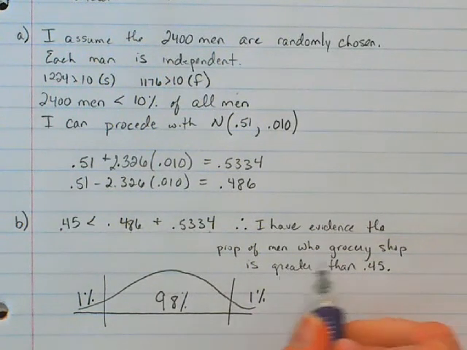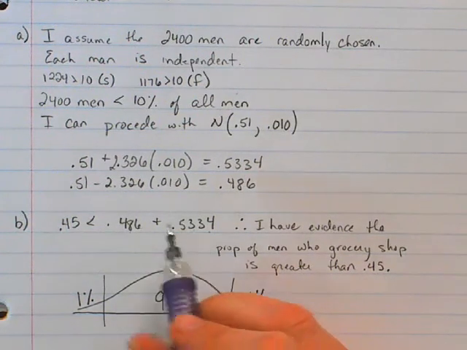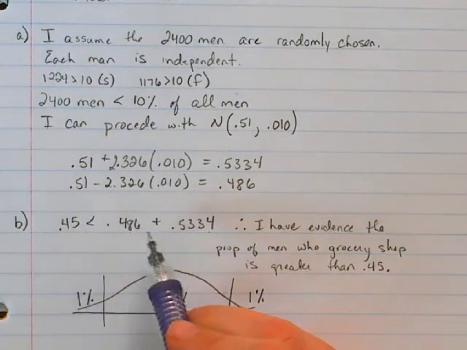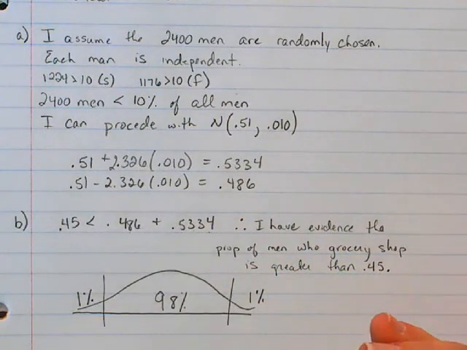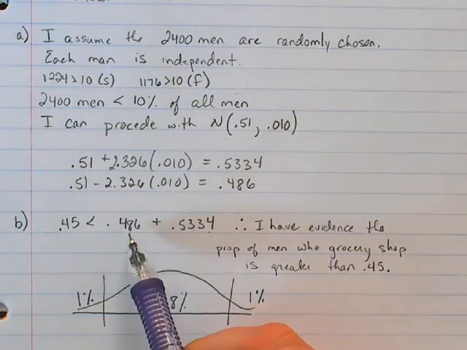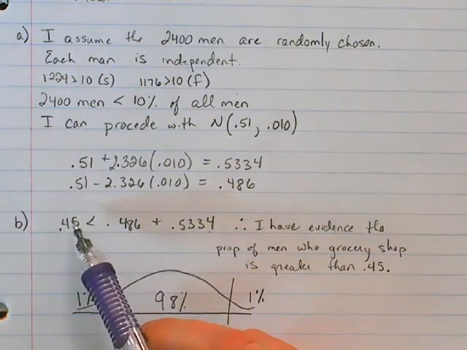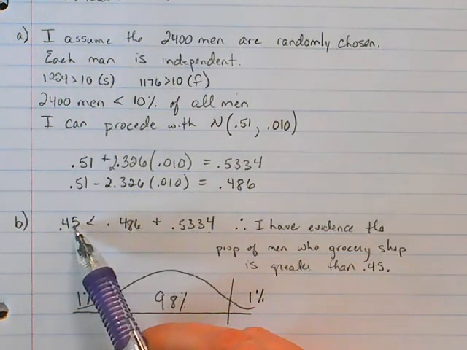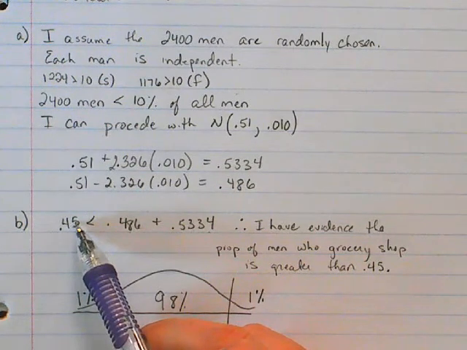If 45% had been inside my boundaries, I would say that I don't have evidence of a different proportion. So because both of my boundaries for my confidence interval are above 45%, I reject the null hypothesis and I have evidence of the alternative hypothesis.